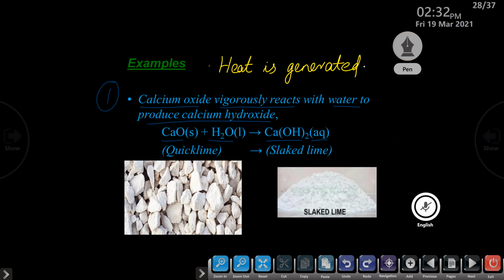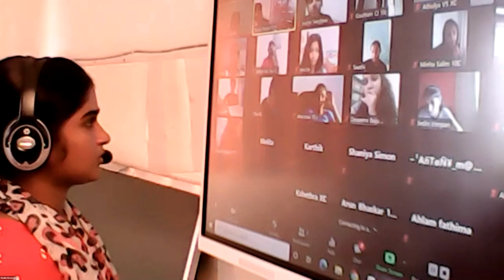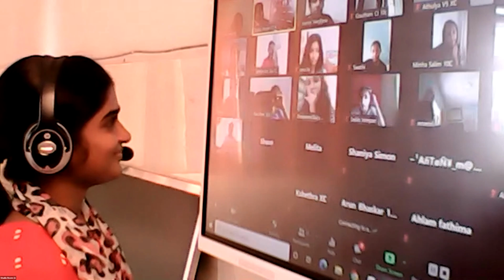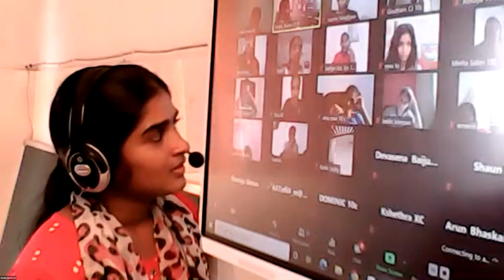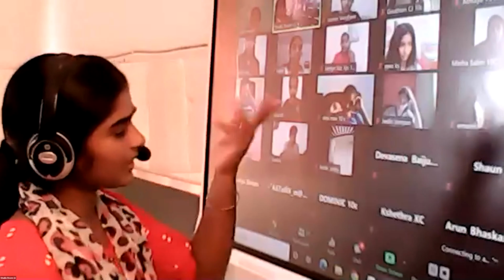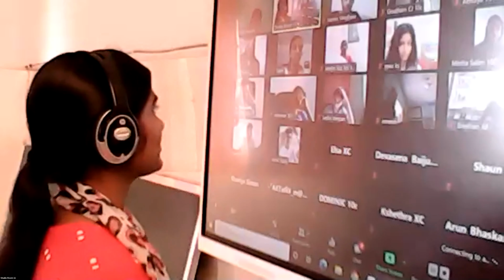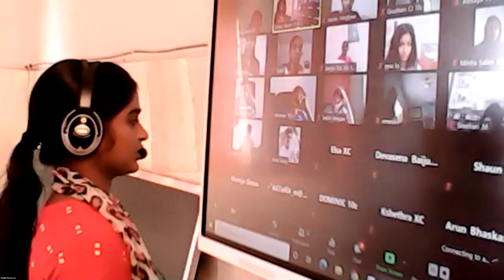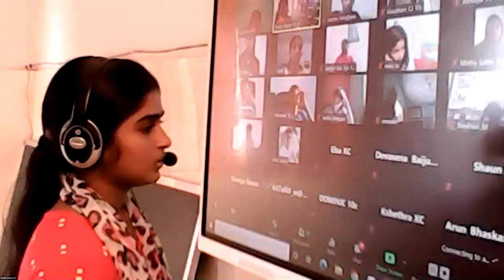Minha, can you tell one example for this combination reaction? Magnesium, tell me, Minha. Magnesium plus oxygen gives magnesium oxide. Yeah, very good. That's also an example for a combination reaction. And what about the reaction between calcium oxide and water?